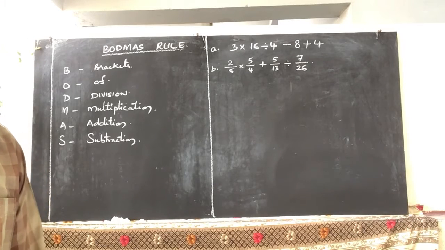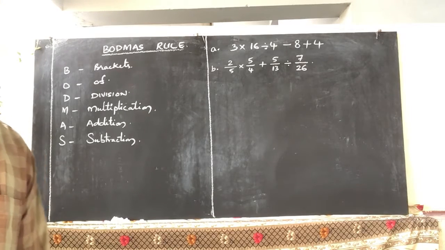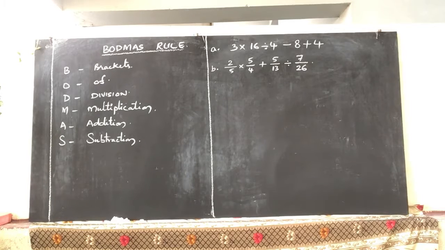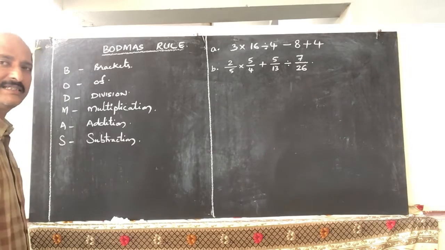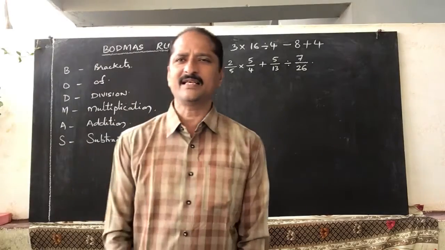Okay, good morning. In this session, we can see the BODMAS rule. Actually, for our standards, for 4th and 5th class, up to 5th class standard, it is enough to know DMAS. DMAS is nothing but D stands for division, M stands for multiplication, A stands for addition, and S stands for subtraction.